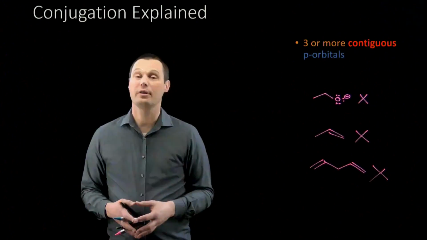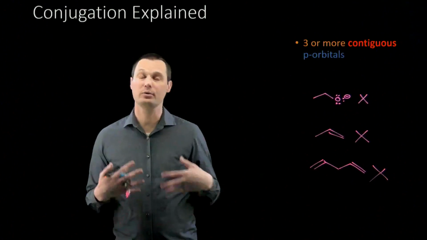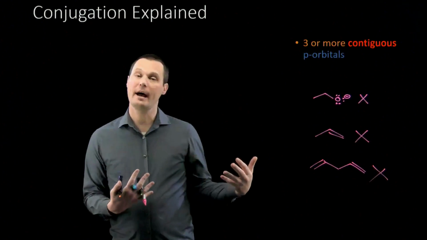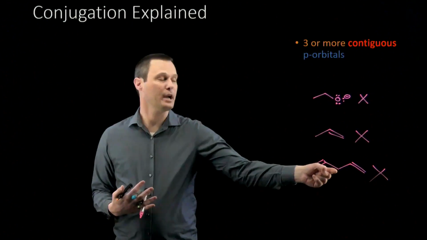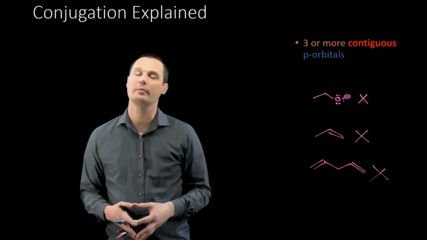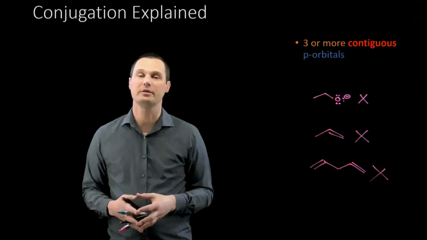Even when we do have more than 3 p orbitals, the molecule still may not be considered conjugated. Here we have 2 pi bonds, so we have a total of 4 p orbitals, but they are not all contiguous. We have 2 p orbitals on carbons 1 and 2, and then a gap, an sp3 hybridized carbon, and then 2 more p orbitals on carbons 4 and 5. Because all the 4 p orbitals are not contiguous, we would not consider this molecule to be conjugated.